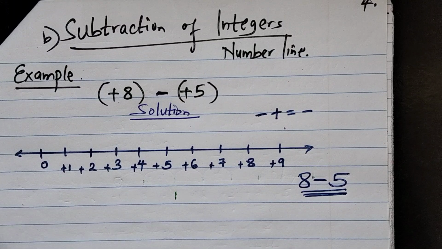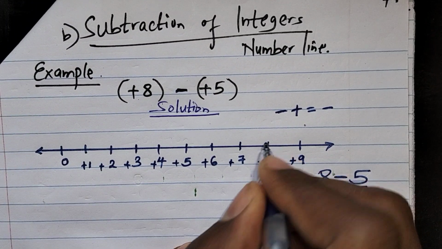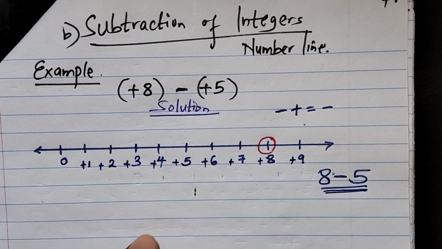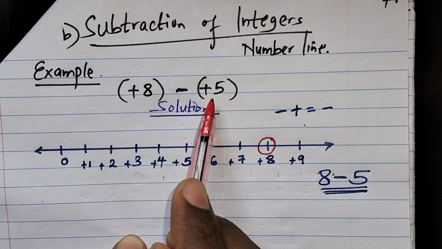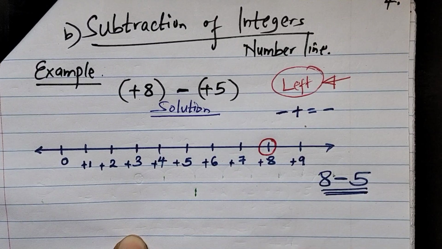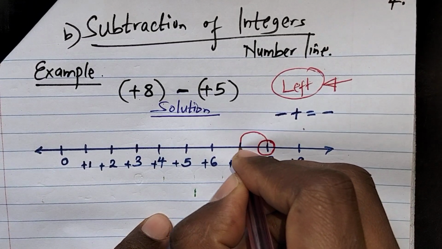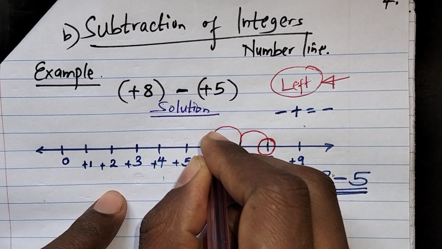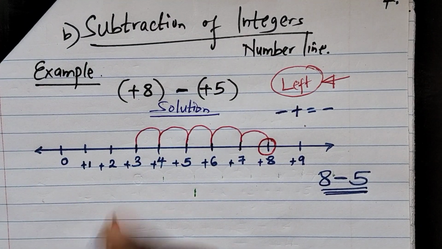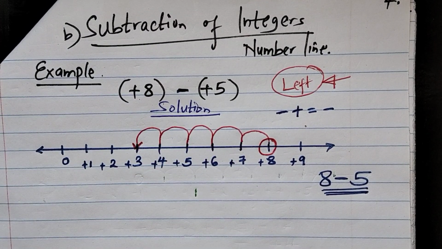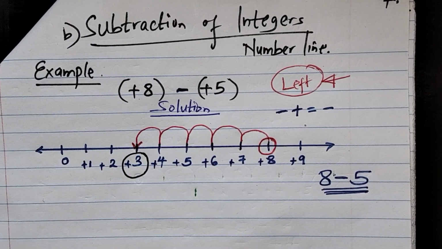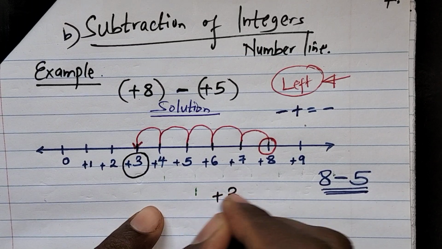But now we shall stand at positive 8, and that means we shall circle it. We can use a different ink. We circle 8. Then we move 5 steps to the left. When it is subtraction, we are moving towards the left. So we shall move 5 steps: 1, 2, 3, 4, 5. So this is the direction of our movement, and we shall land at positive 3. That is the answer. So the answer is positive 3.